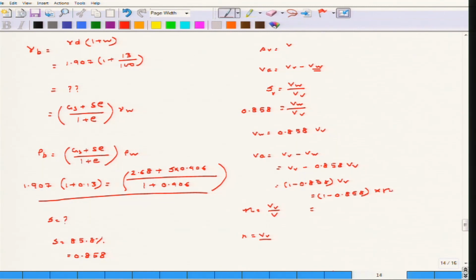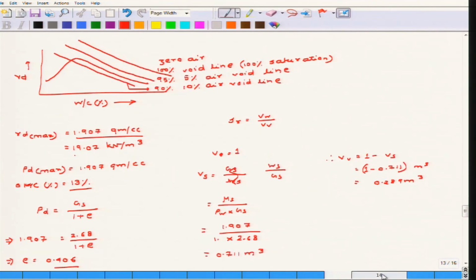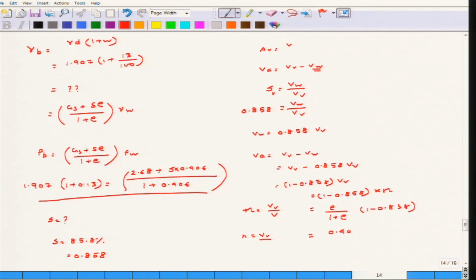into n. Okay. So, if you know the value of void ratio, from there you can find out the porosity from the relation e by 1 plus e. So, 1 minus 0.858. The e is given as 0.406. So, 0.406 by 1.406 into 1 minus 0.858. So, this is the volume of air, assuming that the total volume of the soil is equivalent to 1 meter cube or 1 centimeter cube, whatever, but unit volume of the soil is taken.